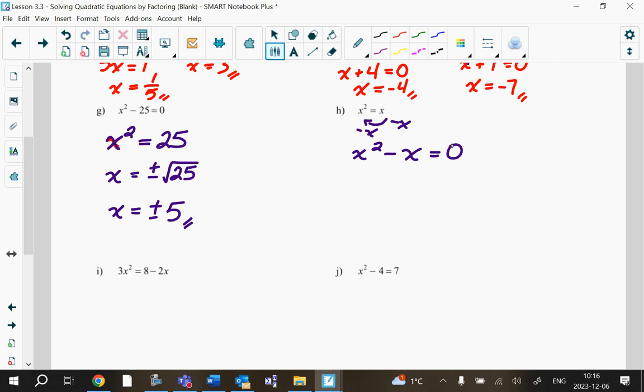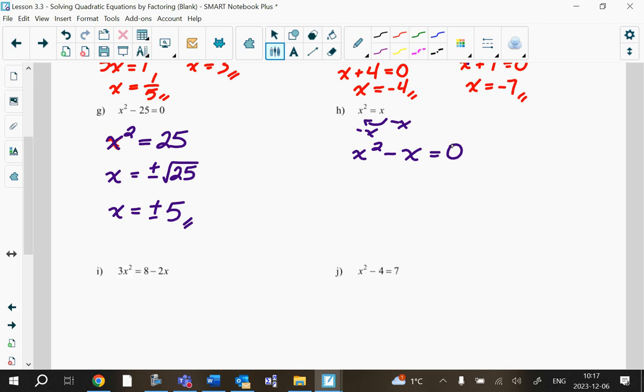It's got an x squared term and an x term, which means I have to factor. I can't do the plus minus square root thing. I can only do the plus minus square root thing when there's an x squared and a number. So what kind of factoring? It's not a trinomial. It's what? GCF? I heard somebody say? Yes, GCF.